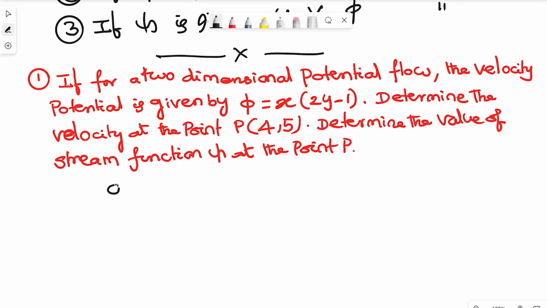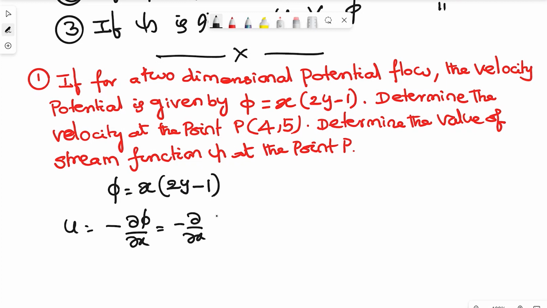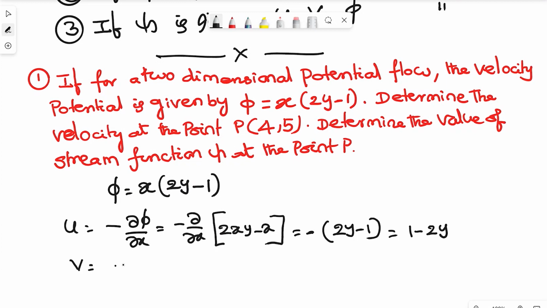Phi is equal to x into 2y minus 1. u is equal to minus dou phi by dou x, which is equal to minus dou by dou x of 2xy minus x, which is nothing but minus of 2y minus 1, or 1 minus 2y. v is equal to minus dou phi by dou y, which is minus dou by dou y of 2xy minus x. It is equal to minus 2x.